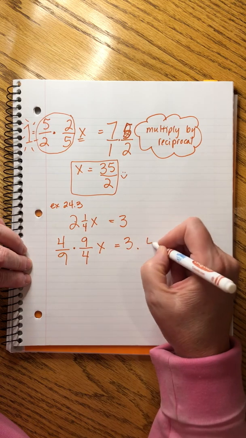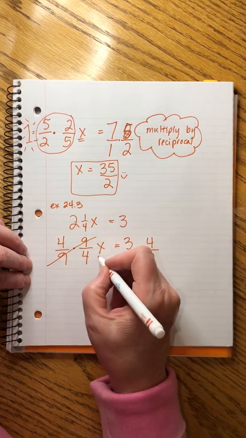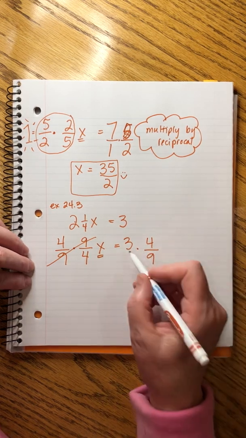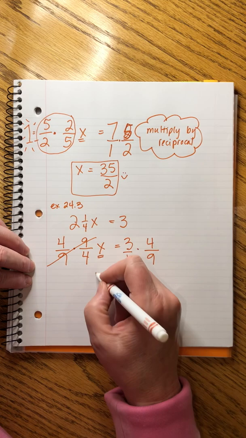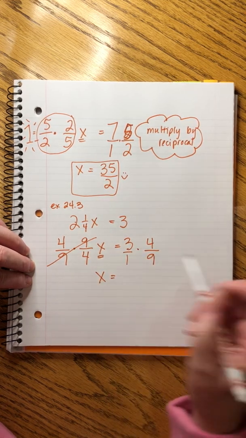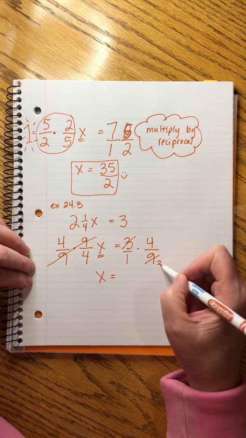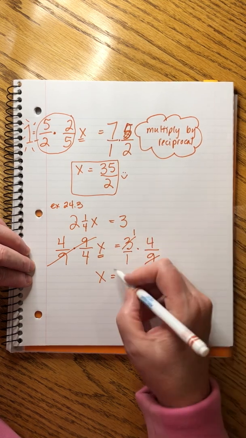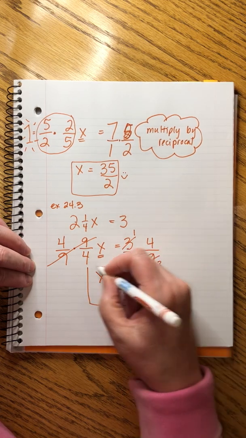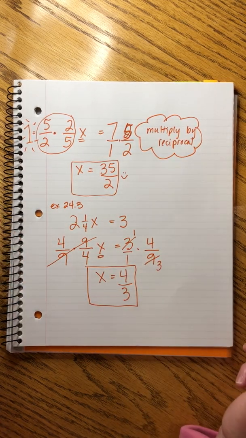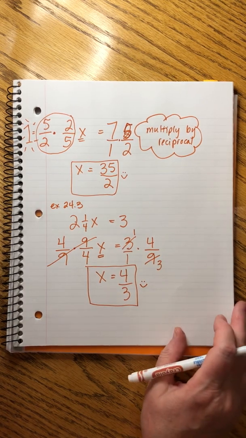I'm going to multiply both sides by 4/9. This goes to 1 and cancels. X is by itself. This, I can put over a 1. And then, before I multiply, I can see, oh, I can cancel right there. This becomes a 3, that becomes a 1, and so my answer is 4/3. Yay, that's the right answer. Make sense? Okay, we have 2 more.